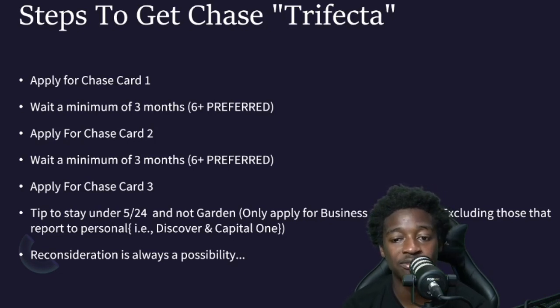6 months is what's preferred by Chase, because again, if you're going to stay under 524, you should not be applying for a card more than once every 6 months. But for whatever reason, if you choose not to follow what the bank wants to see, you can try it at 3 months. I've seen it pretty consistent at 3 months, but I recommend at least 6 months.